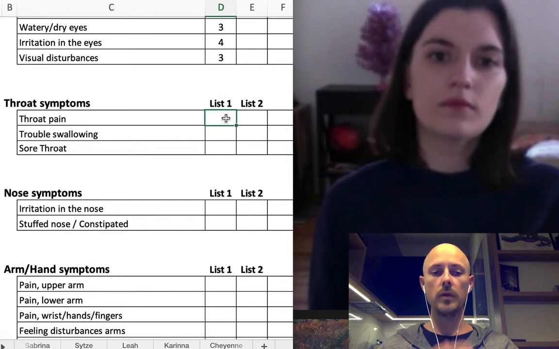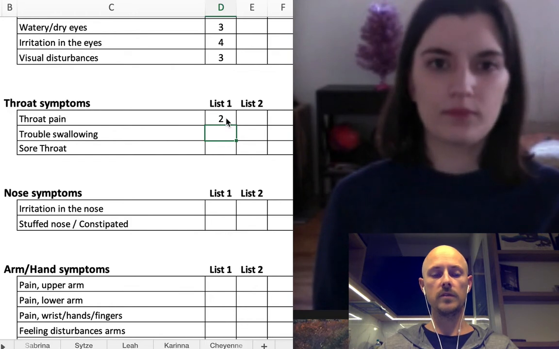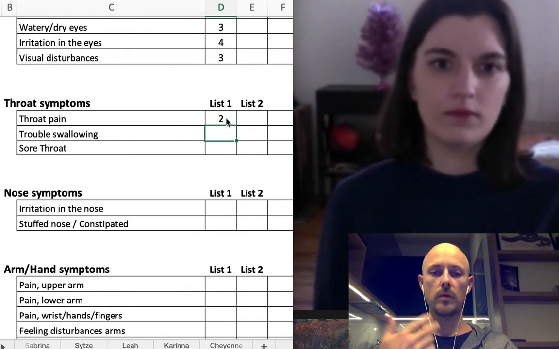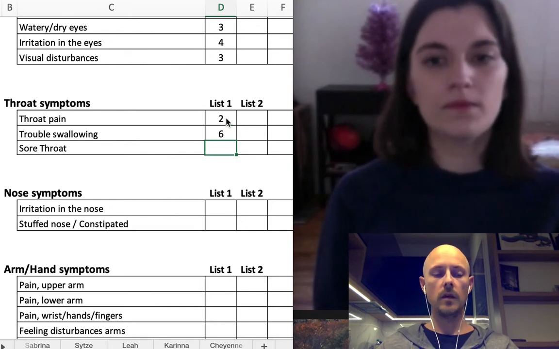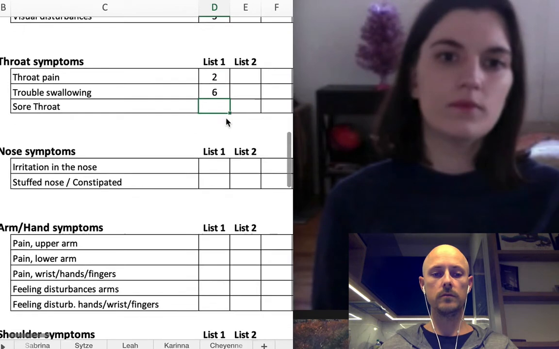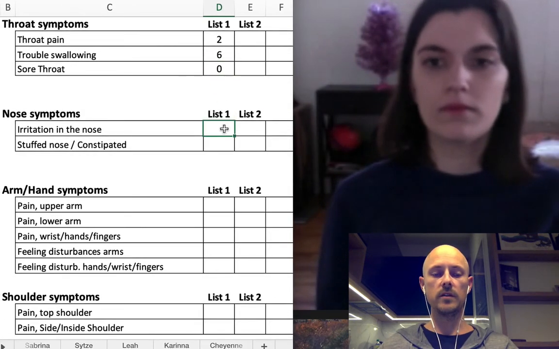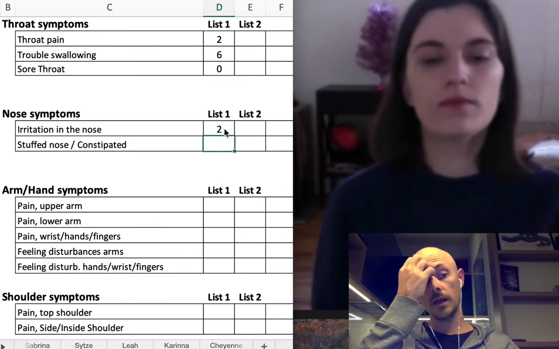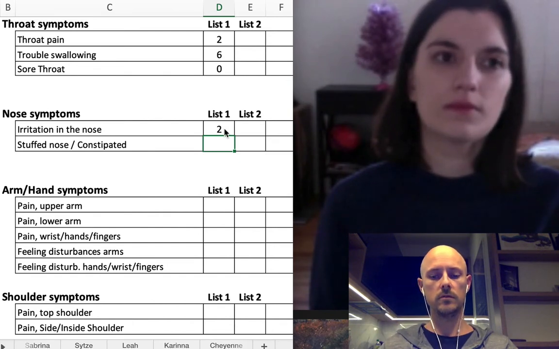Yeah. And then we have throat symptoms. So the first one is throat pain inside the throat. 2. And then we have a sensation of not being able to swallow properly or trouble swallowing. 6. And then we have a sore throat. 0. And irritation in the nose. 2. Yeah. And a stuffed or constipated nose. 3.